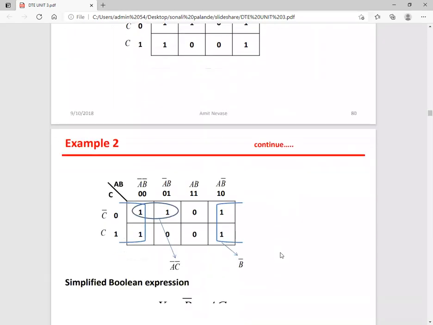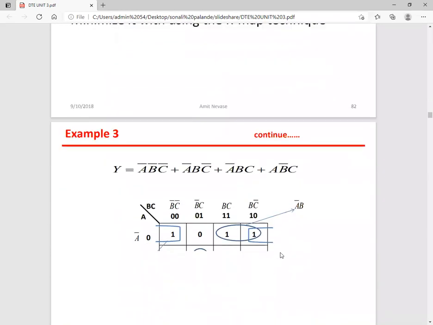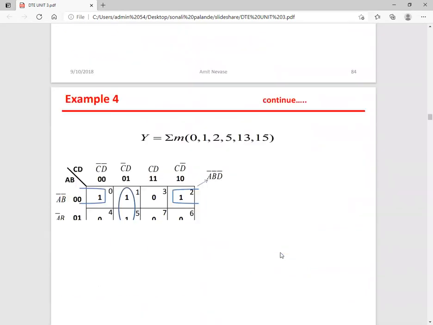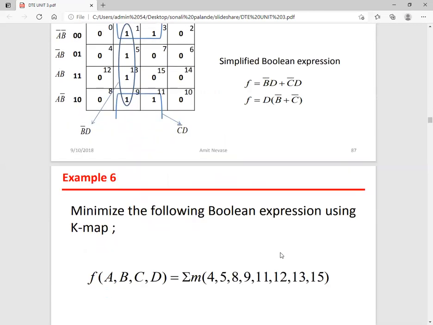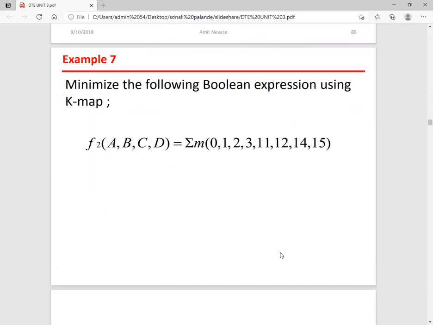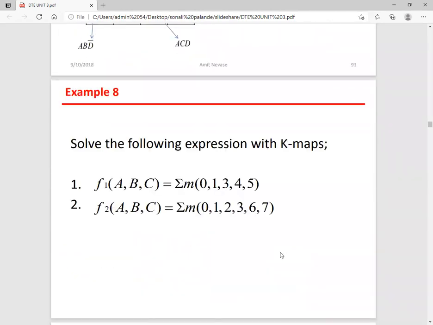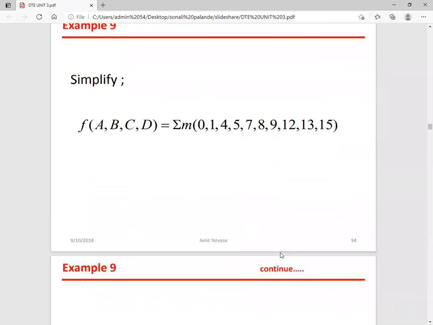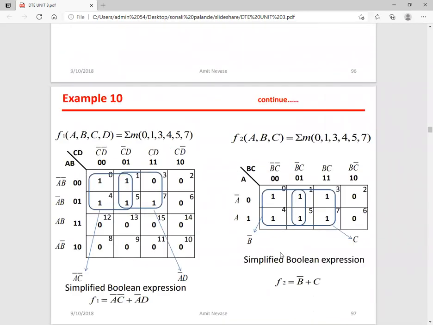So this is another equation. These are examples of Kmap simplification. We can group more ones here. These are all examples to minimize the Kmap.